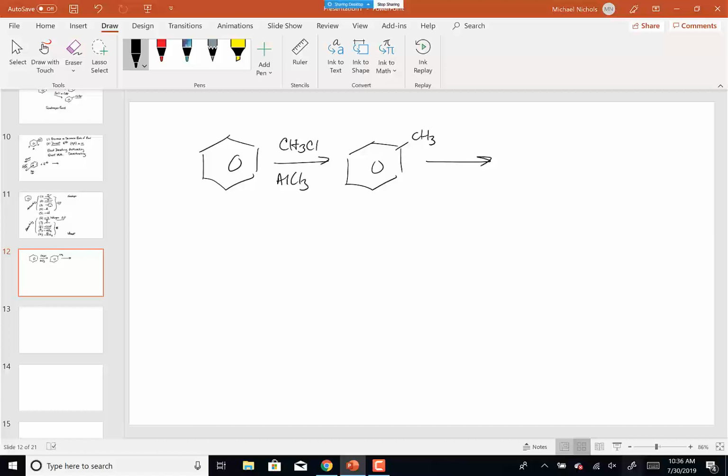But now let's add HNO3, H2SO4 to this methyl benzene, which is called toluene. I think we used toluene in lab last week. So this is toluene. Right, so what is my final product of that reaction going to be?